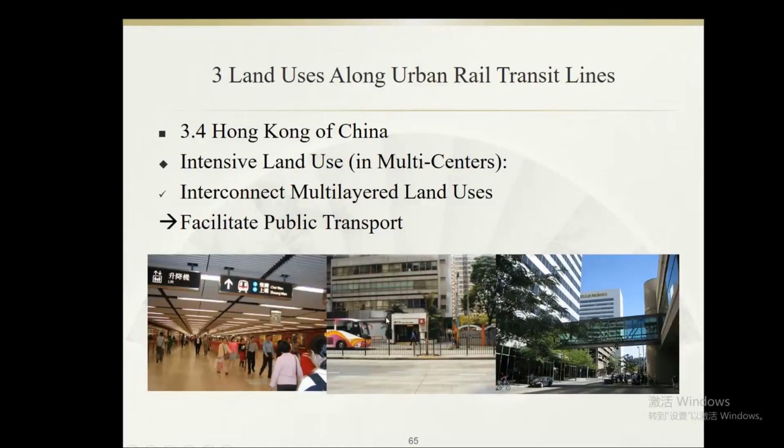In other words, a metro station in Hong Kong has many exits and many entrances combined together with the gates of different buildings. You go into a building, and at the same time, you go into a station of the metro line, to facilitate public transport.